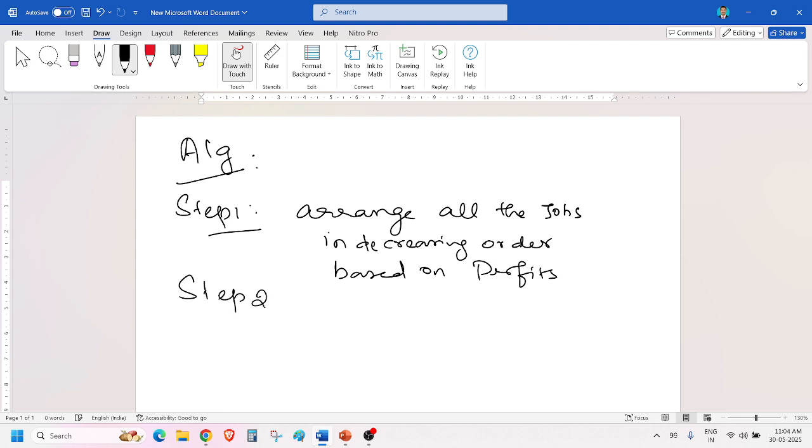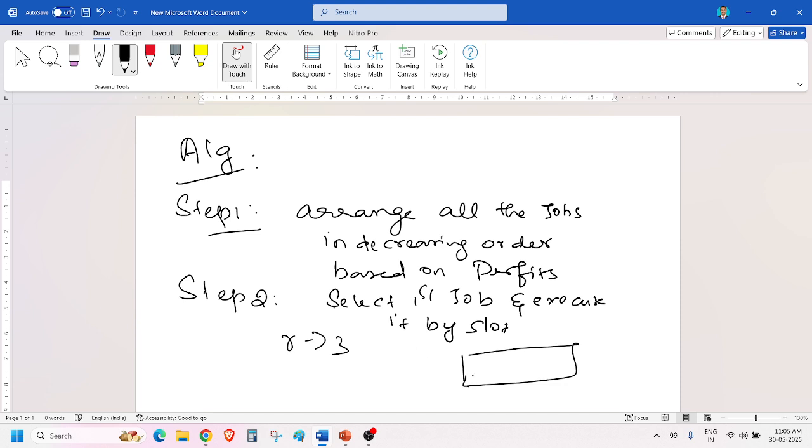Next, step 2: select the first job and execute it by slot. You have to assign a slot. For example, I have the slot as 3. You take the slots as 0 to 1, 1 to 2, 2 to 3. For example, r is equal to 3, I have to assign the job. What is the formula? r minus 1 comma r. So you will get 2 comma 3. So you are able to assign the job here.